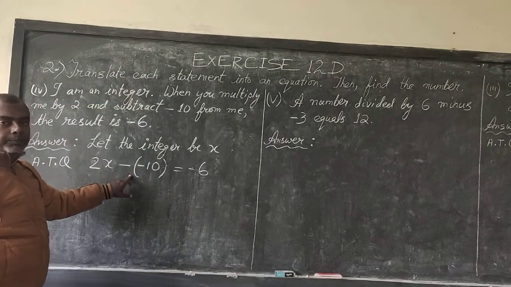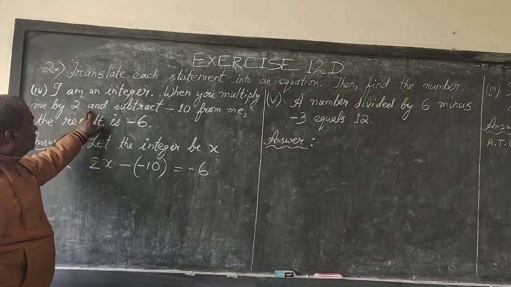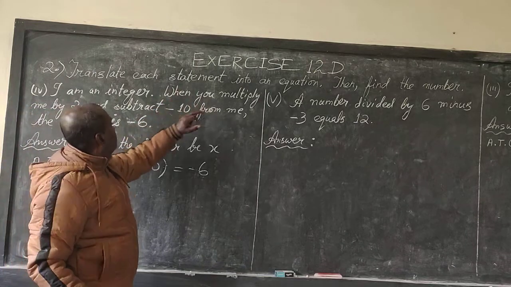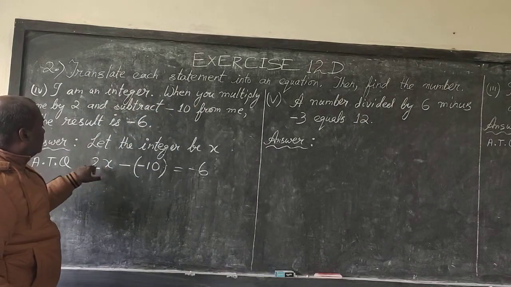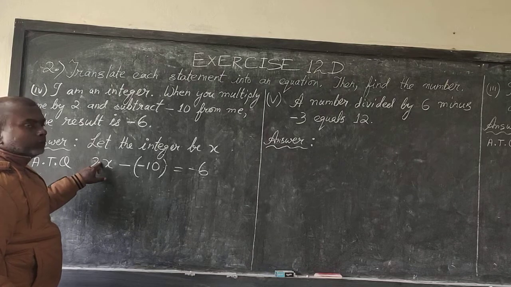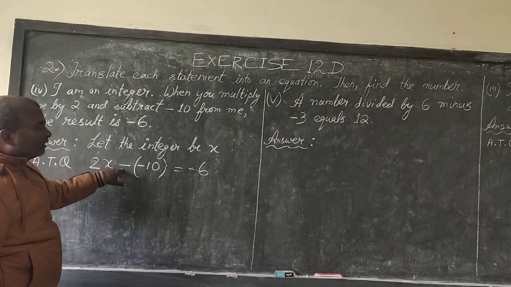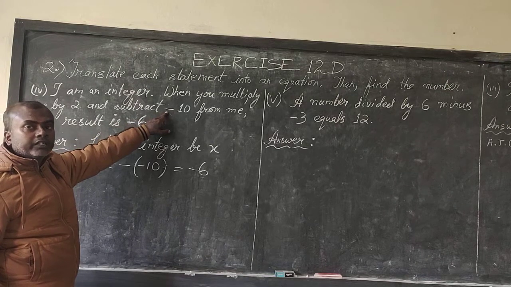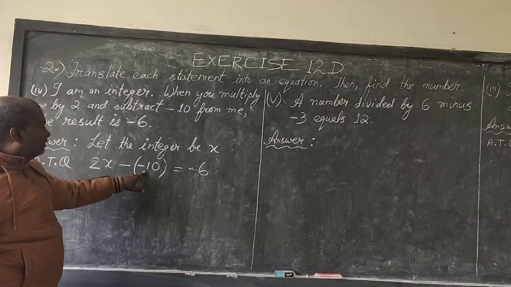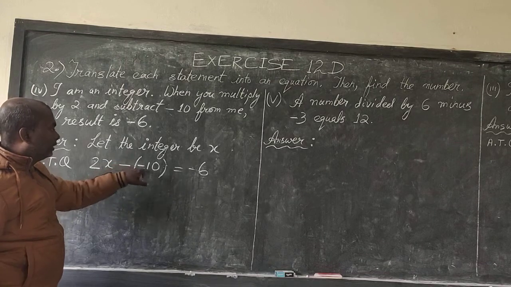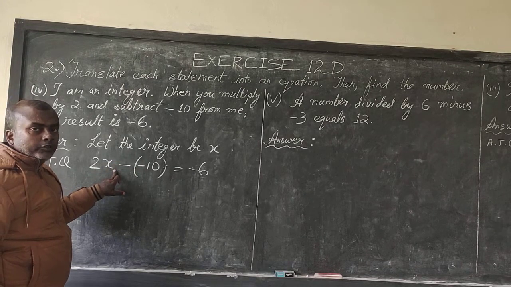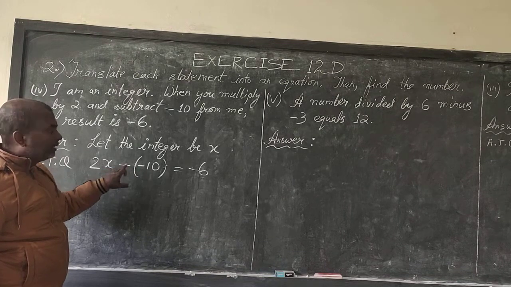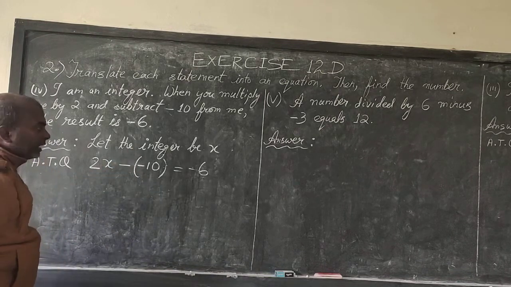Now you might say, why is there a bracket? See, read the sentence carefully. After it says I am an integer, when you multiply me by 2, the integer is x, multiplied by 2 is 2x. We are subtracting, so I give a subtraction sign. What we are subtracting? We are subtracting minus 10. So that's why minus 10 I have given in bracket, because you have two minus signs. So in order to avoid confusion, one minus sign is separated from the other minus sign by brackets.